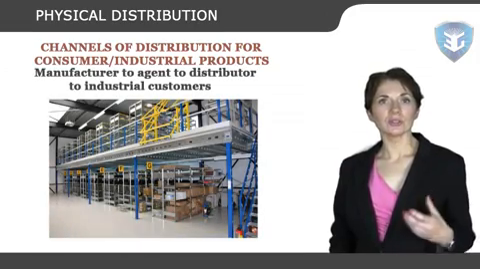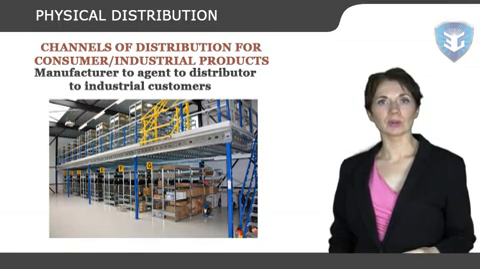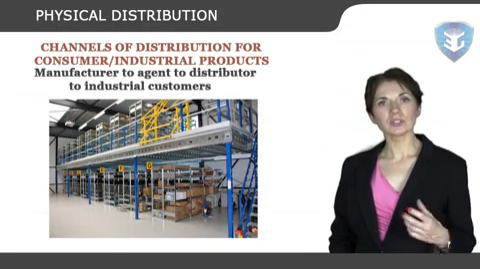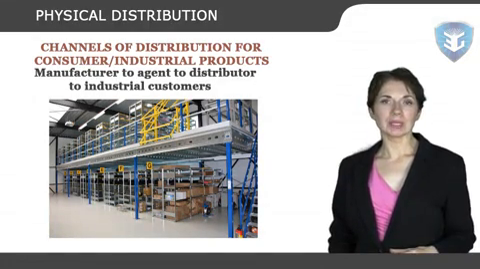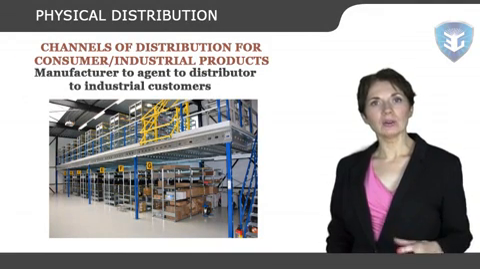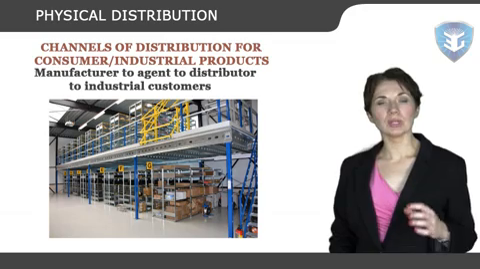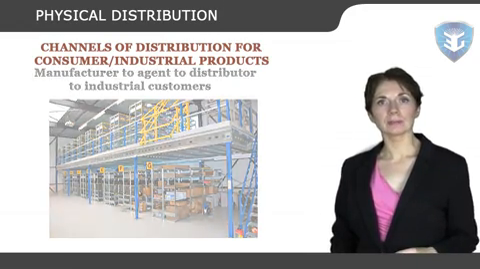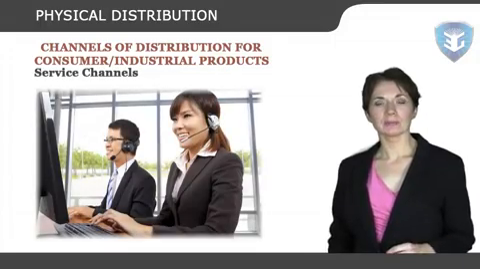Manufacturer to agent to distributor to industrial customers. The manufacturer employs an agent rather than a dedicated sales force to serve distributors, mainly because it's less expensive to do so. The agent may sell the goods of several suppliers to an industrial distributor, who further sells it to the business user.